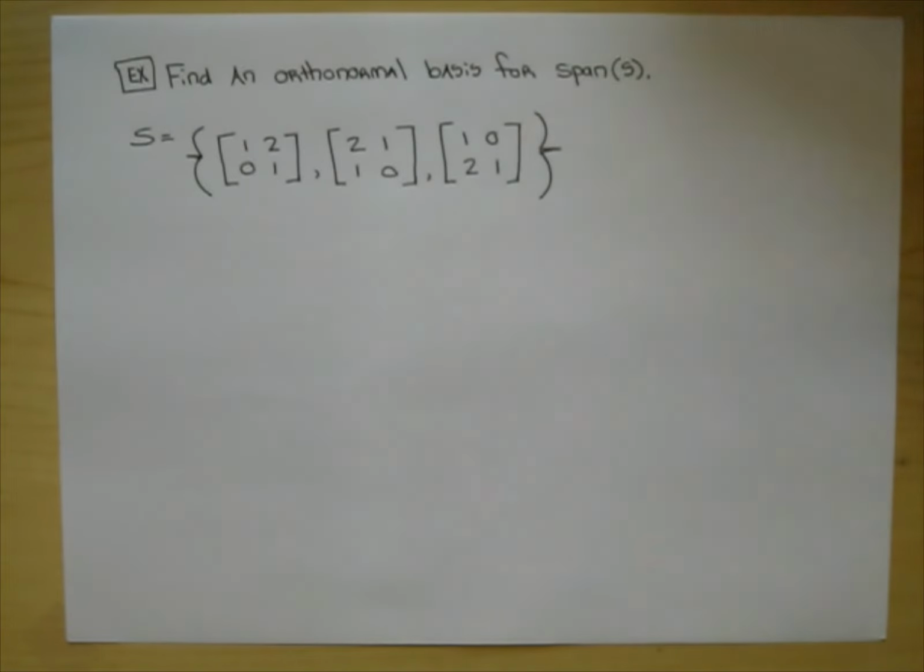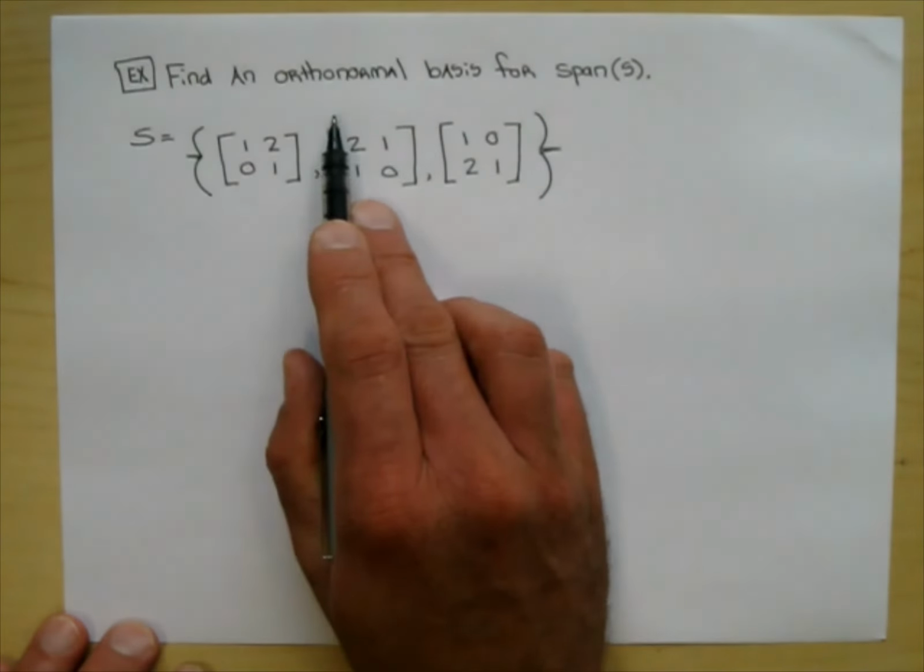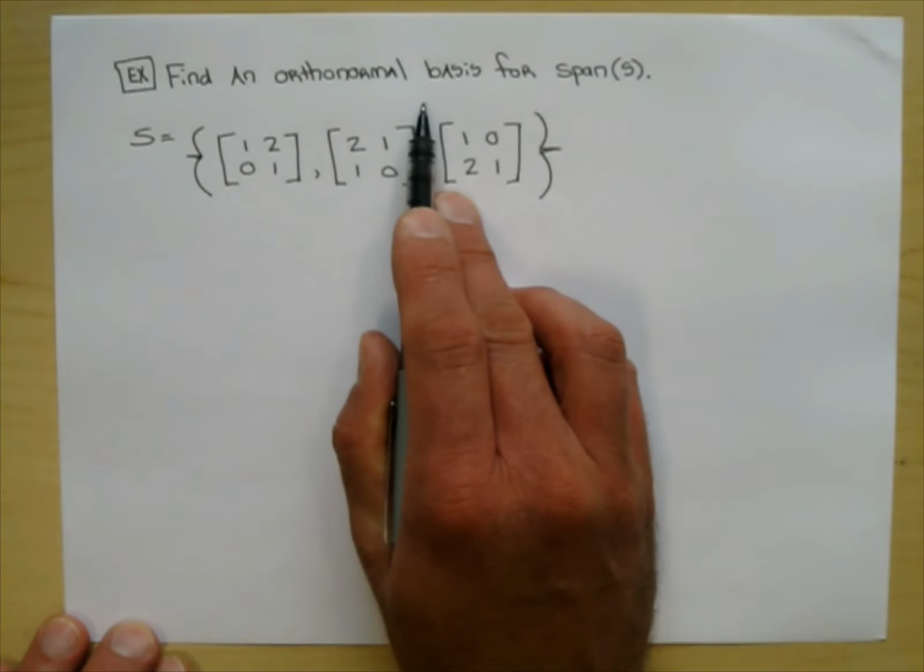Find an orthonormal basis for span S. Okay, so that's what they want us to do. They want it to be orthonormal. So we're going to do all 3 steps of the Gram-Schmidt process.